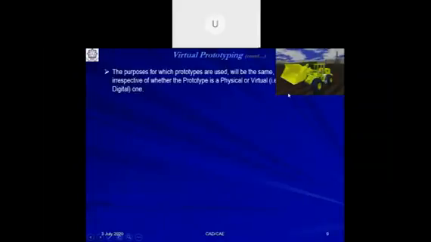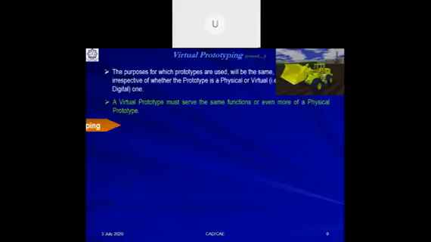Now, the purpose for which the prototype is used will be the same, irrespective of whether the prototype is the physical one or the virtual one, that means the digital one. Now, a virtual prototype must serve the same function as the physical prototype.